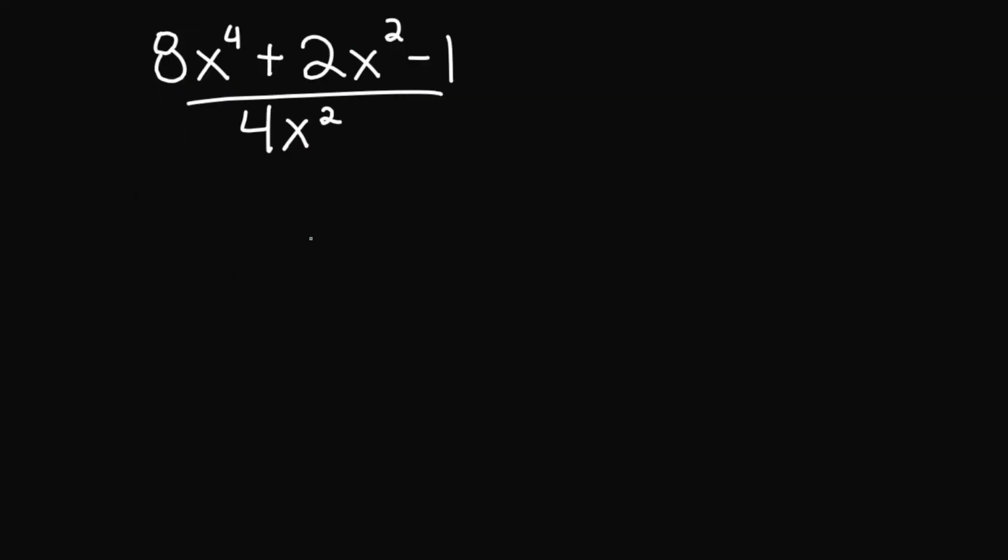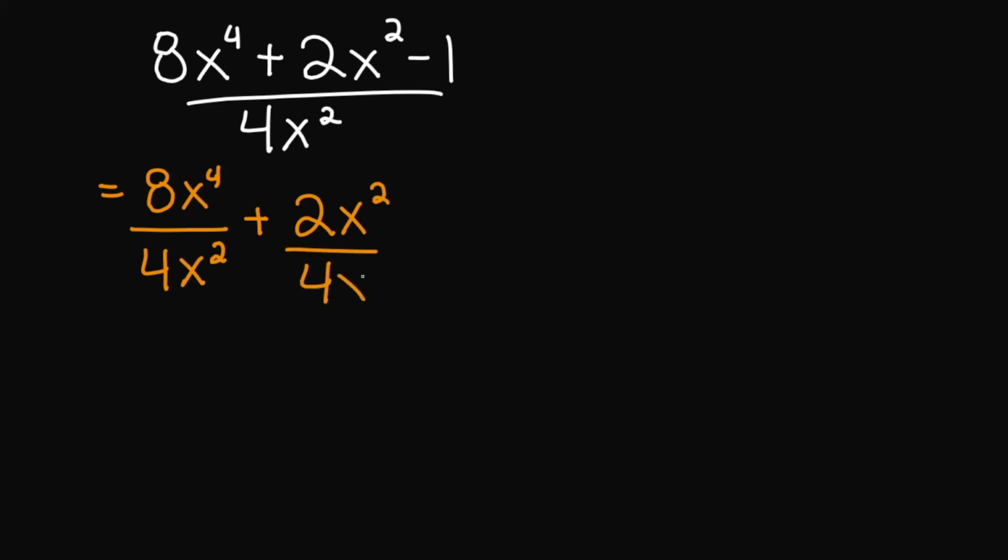So let's look at this example. I'm going to divide each term by the divisor. So we have 8x to the fourth divided by 4x squared plus 2x squared divided by 4x squared, and then negative 1 divided by 4x squared. So we have 8 divided by 4. This is going to equal 2. And then we have x to the fourth divided by x squared. So we have 4 minus 2.